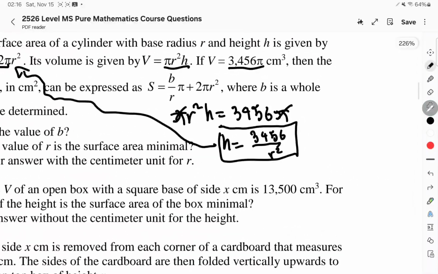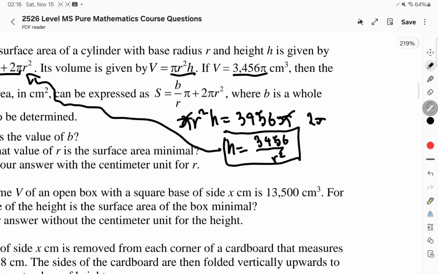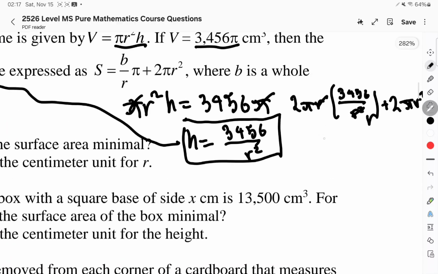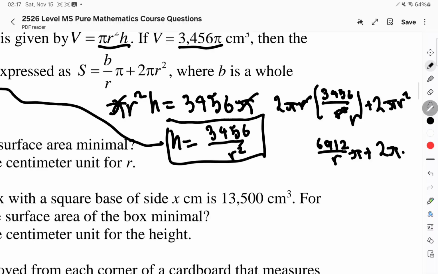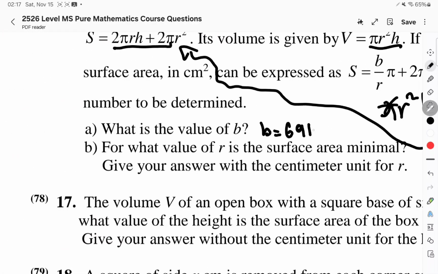So we plug in H, and then what we get is 2 pi r times 3456 over r squared plus 2 pi r squared. We cancel r. You get 3456 times 2. What I get is 6912 over r pi plus 2 pi r squared, meaning that 6912 is equal to b. Over here, b is equal to 6912.